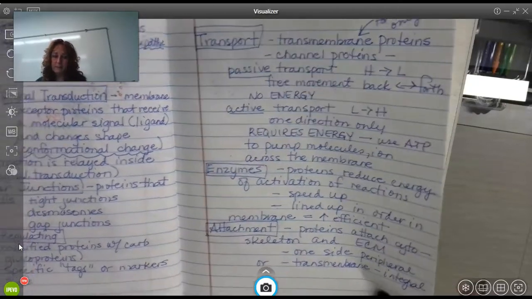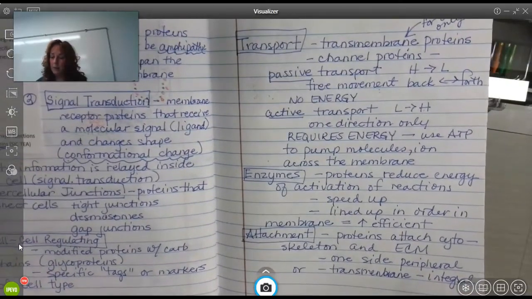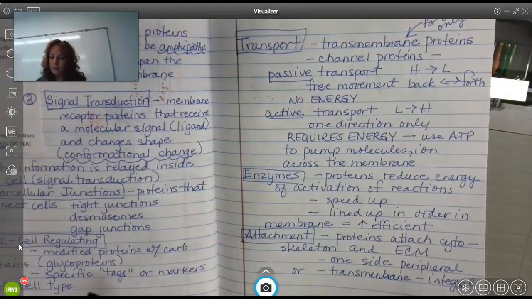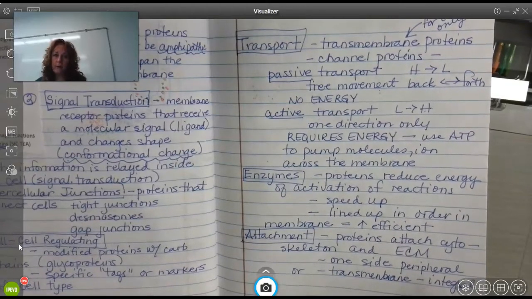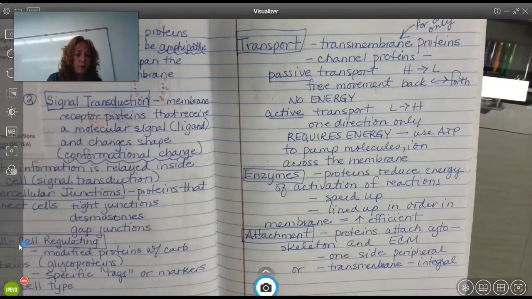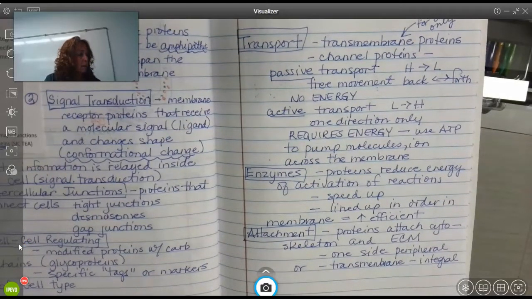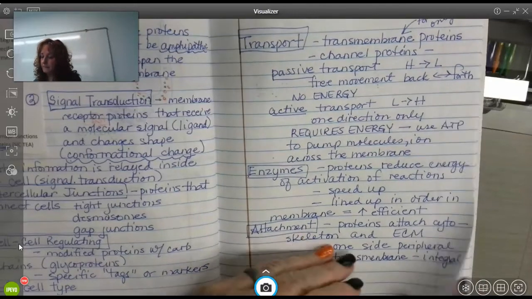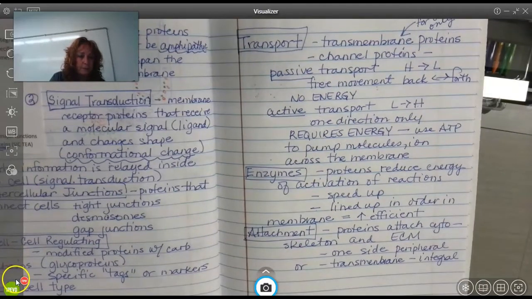I'll find some type of animation, but we do need to come back when we draw, and we'll draw the whole membrane piece. So let me move to the next one of these. So I think I'm going to stop this one.